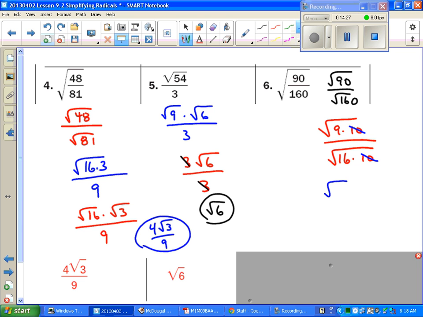That leaves you with the square root of 9 over the square root of 16. What times itself gives you 9? Number 3. And what times itself gives you 16? And number 4. Notice both of those came from outside the radical. 3/4 is simplified.